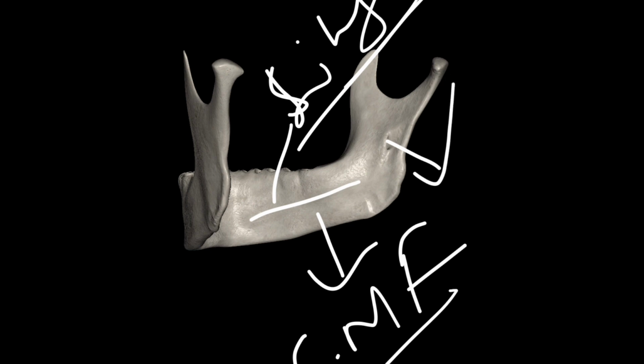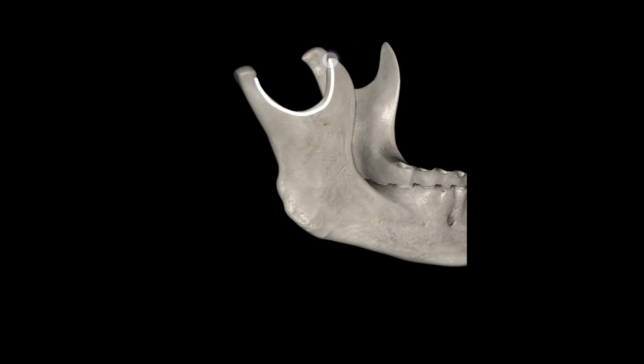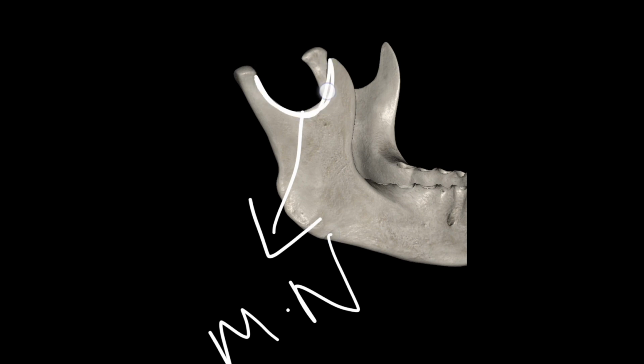This is the mandibular foramen. This is the condylar head. This is the coronoid process. A notch that is present here is the mandibular notch. As it is present on the mandible and it is a notch, it is known as the mandibular notch.